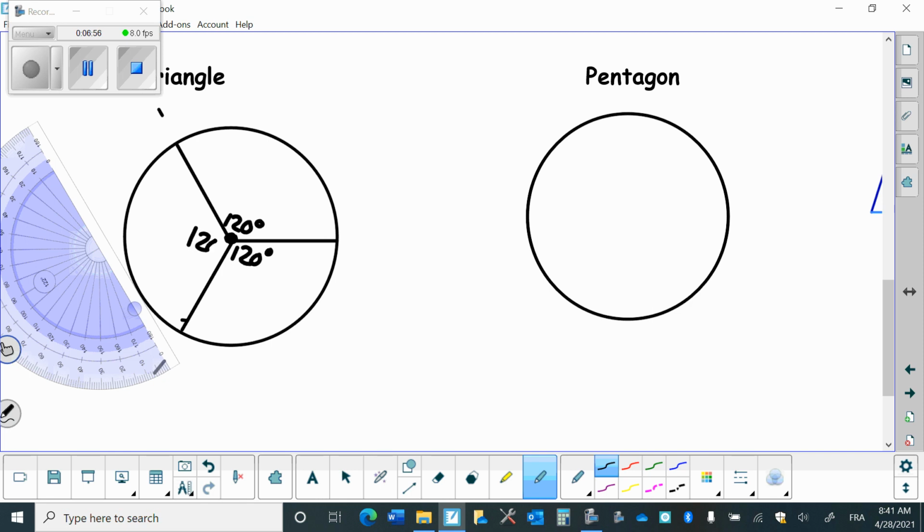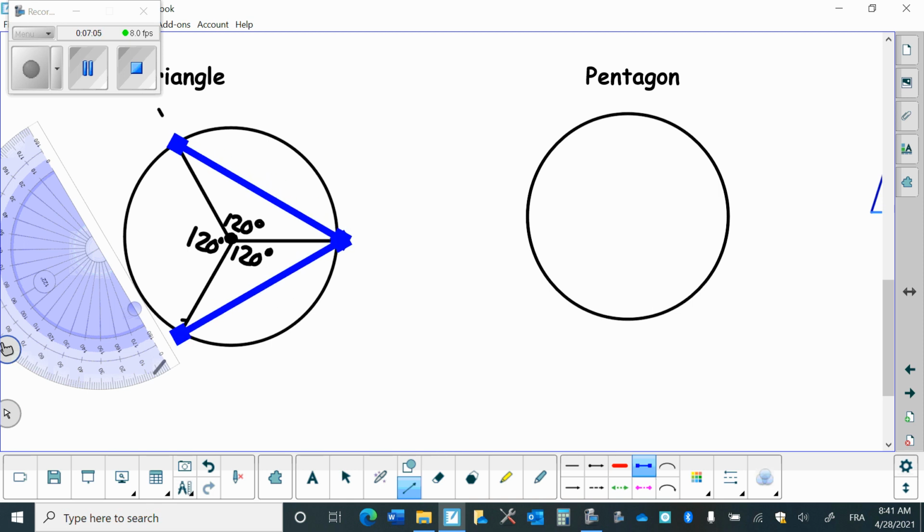You should know how to do this perfectly because we did circle graphs. Then I go connect on the circle. There, another one, and another one. Okay, so it makes your perfect equilateral triangle. It doesn't matter that it's kind of lopsided, but you get the idea.